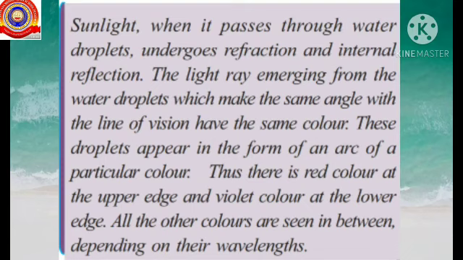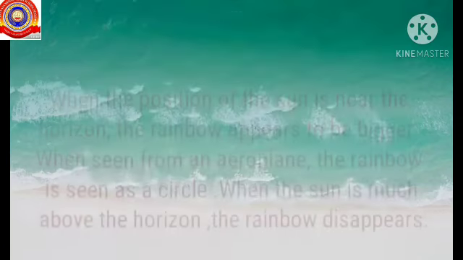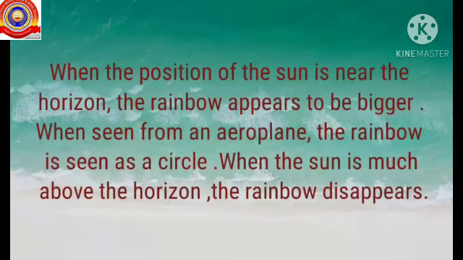Thus, there is red color at the upper edge and violet color at the lower edge. All the other colors are seen in between depending on their wavelengths. When the position of the sun is near the horizon, the rainbow appears to be bigger. When seen from an aeroplane, the rainbow is seen as a circle. When the sun is much above the horizon, the rainbow disappears.